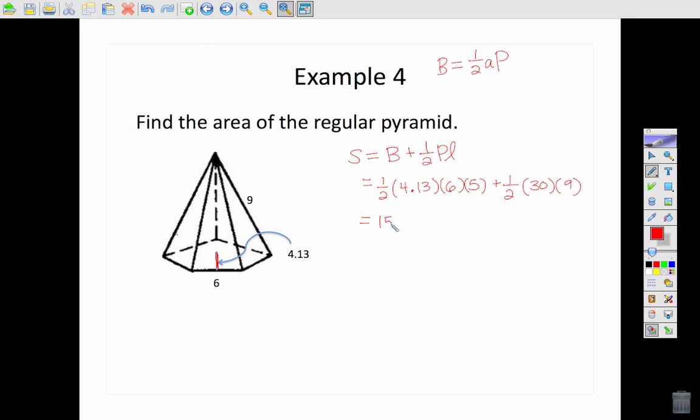So we'll go ahead and we'll try to do as much as we can in our head. I can multiply 6 times 5, which is 30, times a half, so I get 15, times 4.13, plus I have 1/2 times 30, which is 15 again, times 9. Type that into your calculator, and we end up with 196.94, and we don't have any units indicated here, so we'll just go with square units again.